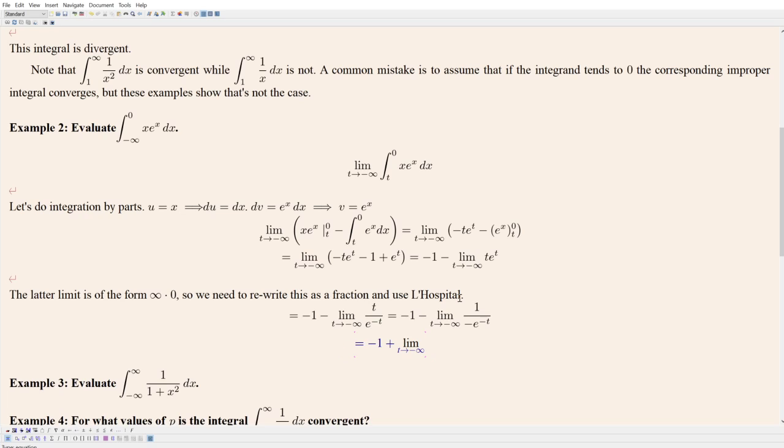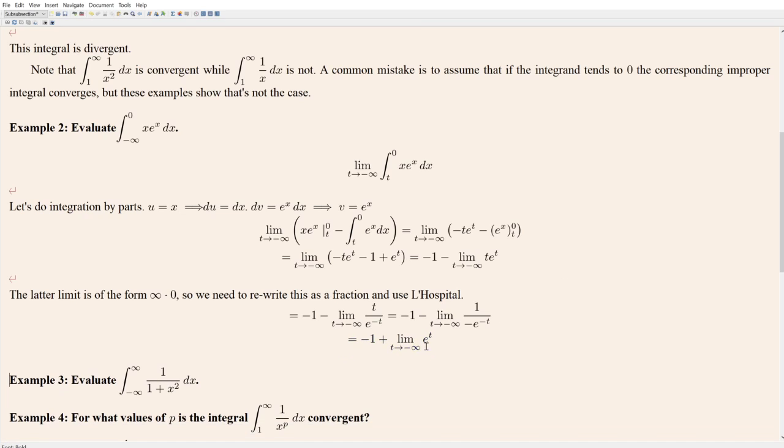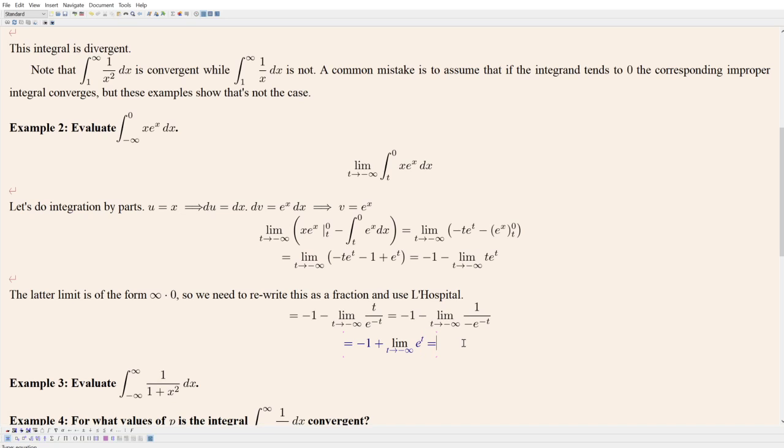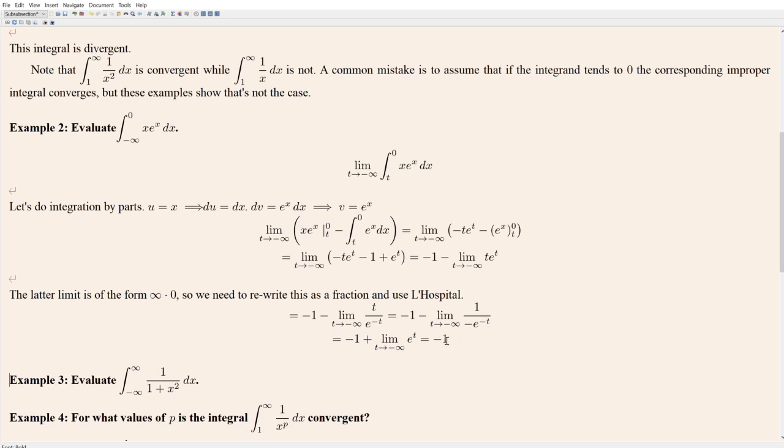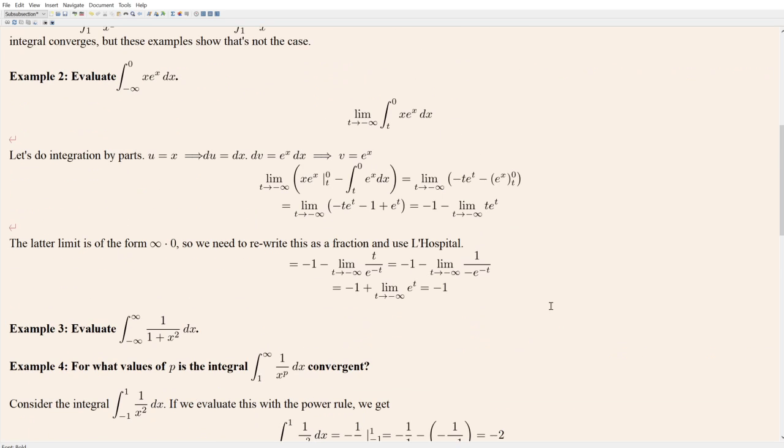One over e to the negative t is just e to the t. And as t goes to negative infinity, this becomes 0. So there we go. Our final answer is negative 1. A lot of work to get that out, but each individual step is a thing that we have seen before. Each individual step is a type of exercise which we, at this point, should have a lot of practice with.